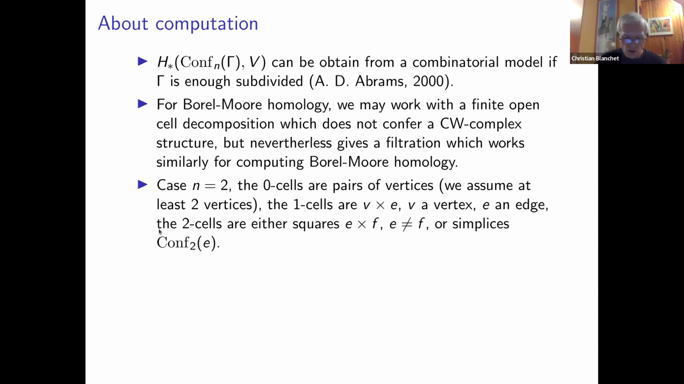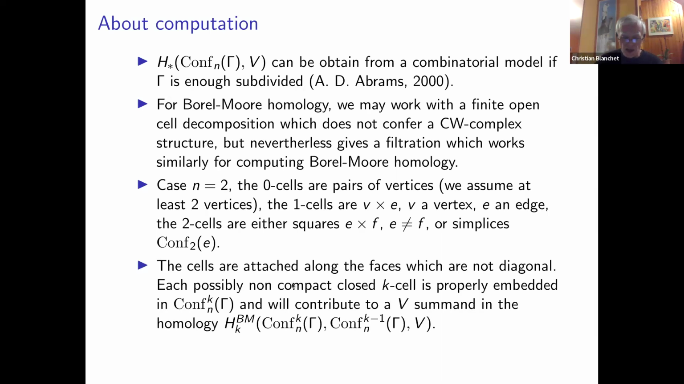And if you continue, you will get this way a nice filtration of the configuration space by open cells. You see that Conf 2 is just a triangle with the diagonal removed. So it's not a triangle in the sense of a CW complex. It's an open triangle. But nevertheless, you can use this. So the cells are attached along the faces which are not diagonal, which are not at infinity. And each possibly non-compact closed k-cell is properly embedded. So you need this proper embedding. When you do Borel-Moore homology, the functoriality has a small subtlety where you take proper maps.